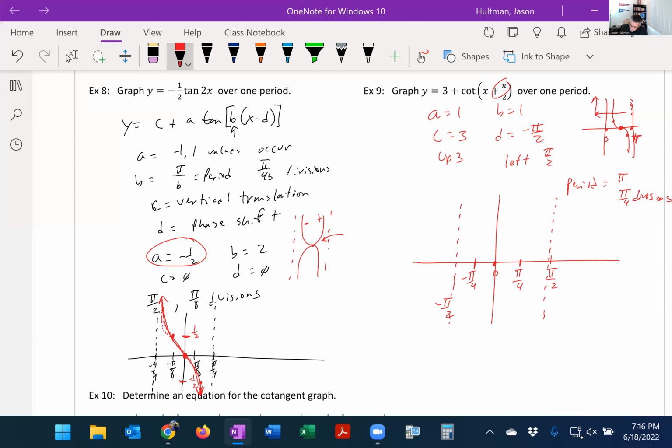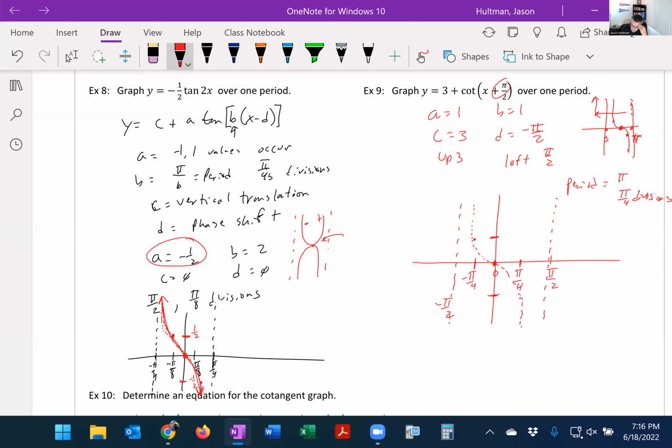Okay, so now what else are we doing here? Well, instead of being at 0, again, the original cotangent function would have been at 1 and -1, right? So it would kind of look like this. I'll do a rough sketch here. Okay, cotangent. However, we only took into account the fact that it had a phase shift. We didn't take into account that it was actually moved up 3 units, right?